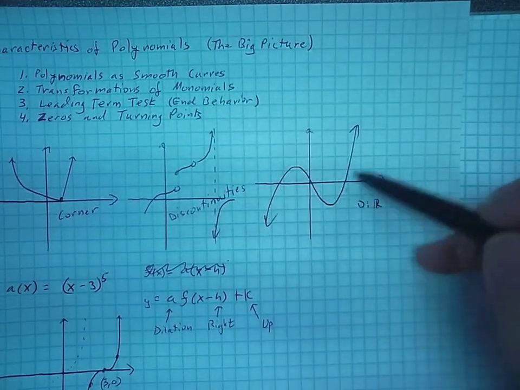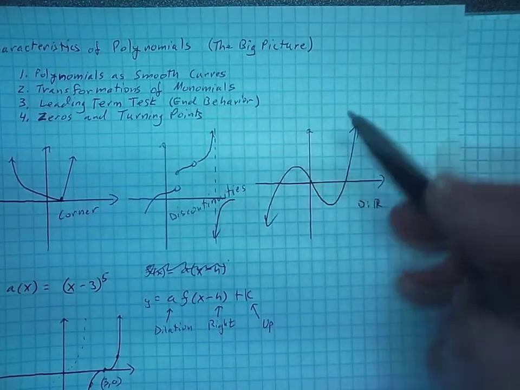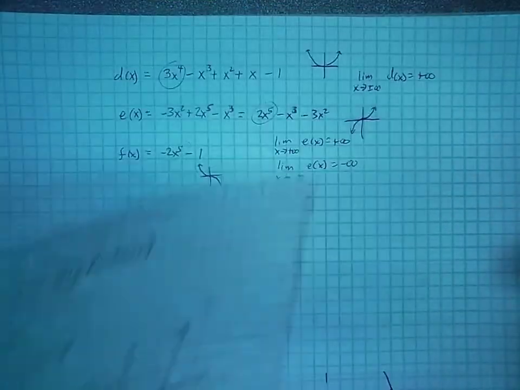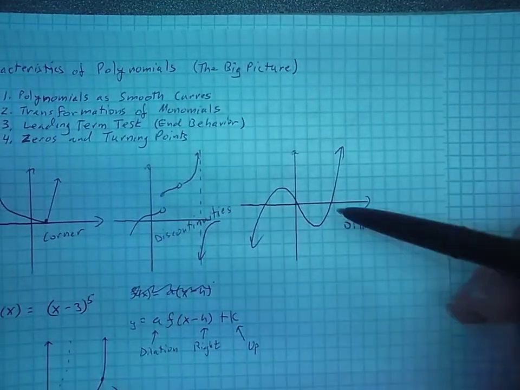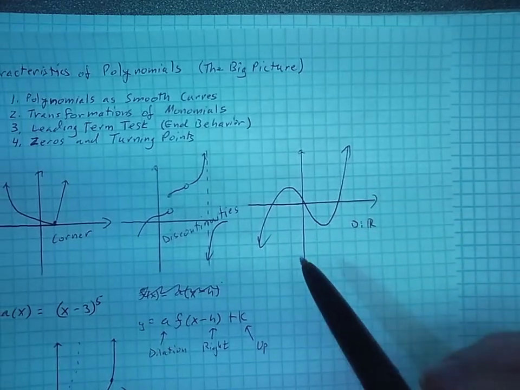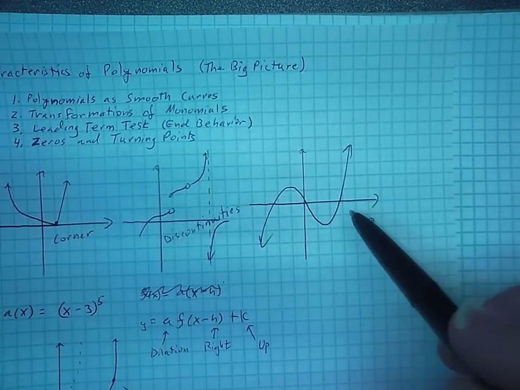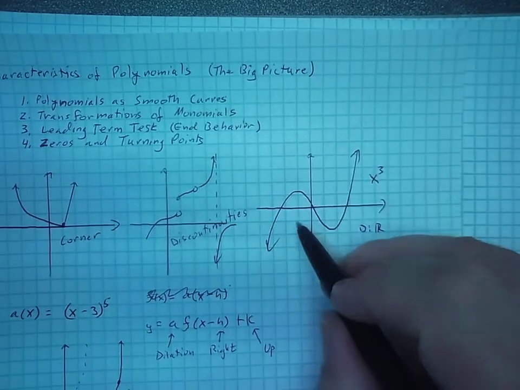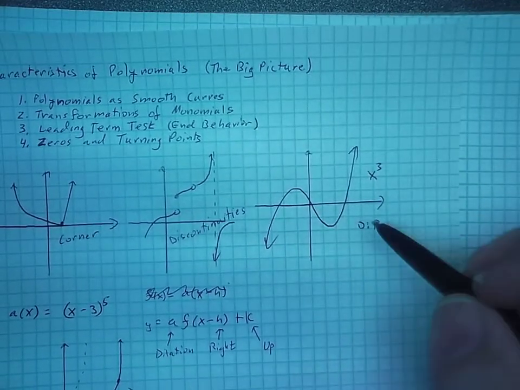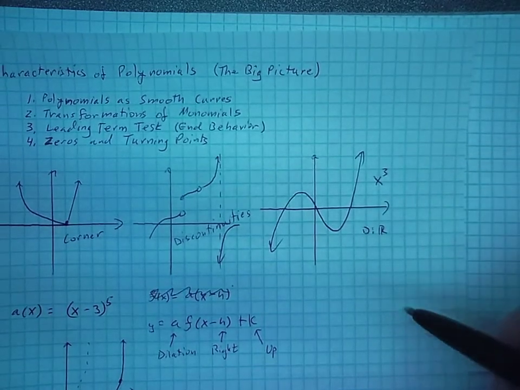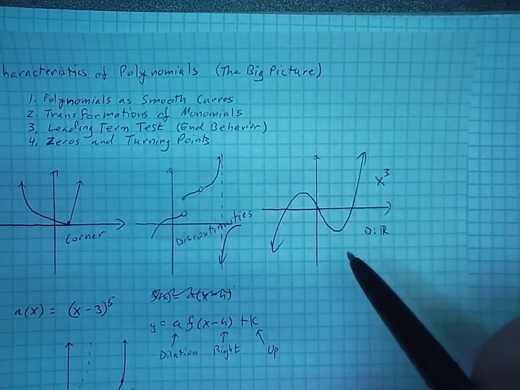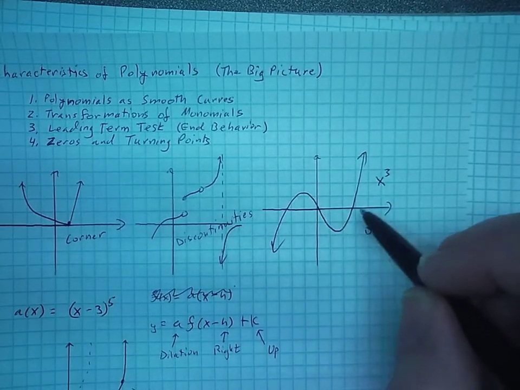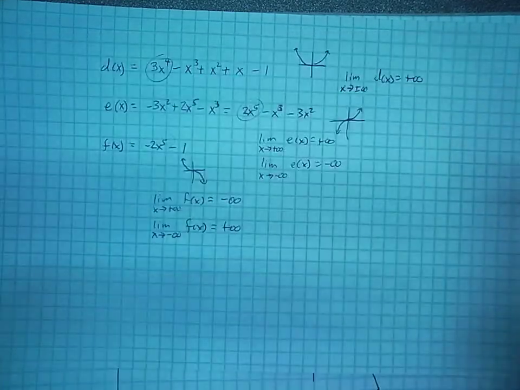So this graph here has 2 turning points. You'll also note it has 3 zeros. Now the rule is the degree of a polynomial has to be at least as big as the number of zeros, or that is, a cubic function can have at most 3 zeros. The number of turns that you can see in a polynomial graph is 1 less than that. So a third degree function can only have 2 turns, and you'll note that's what we have here.